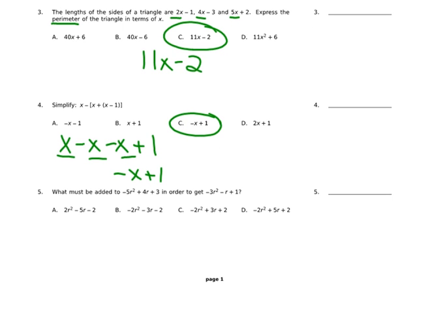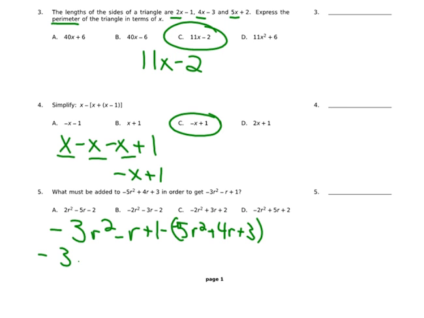What must be added to this in order to get that? So in other words, this is really a subtraction problem. 3r squared minus r plus 1 minus negative 5r squared plus 4r plus 3. So I'm going to take and distribute my negative. Plus 5r squared minus 4r minus 3.